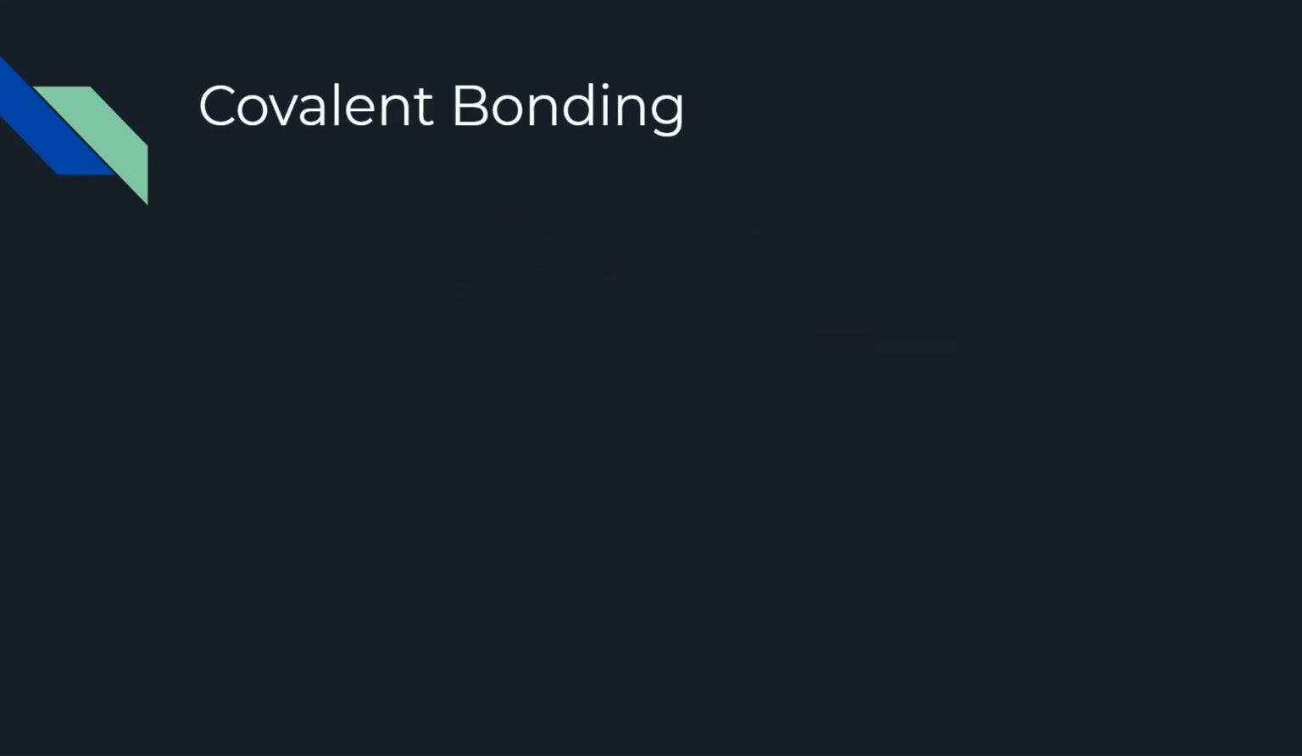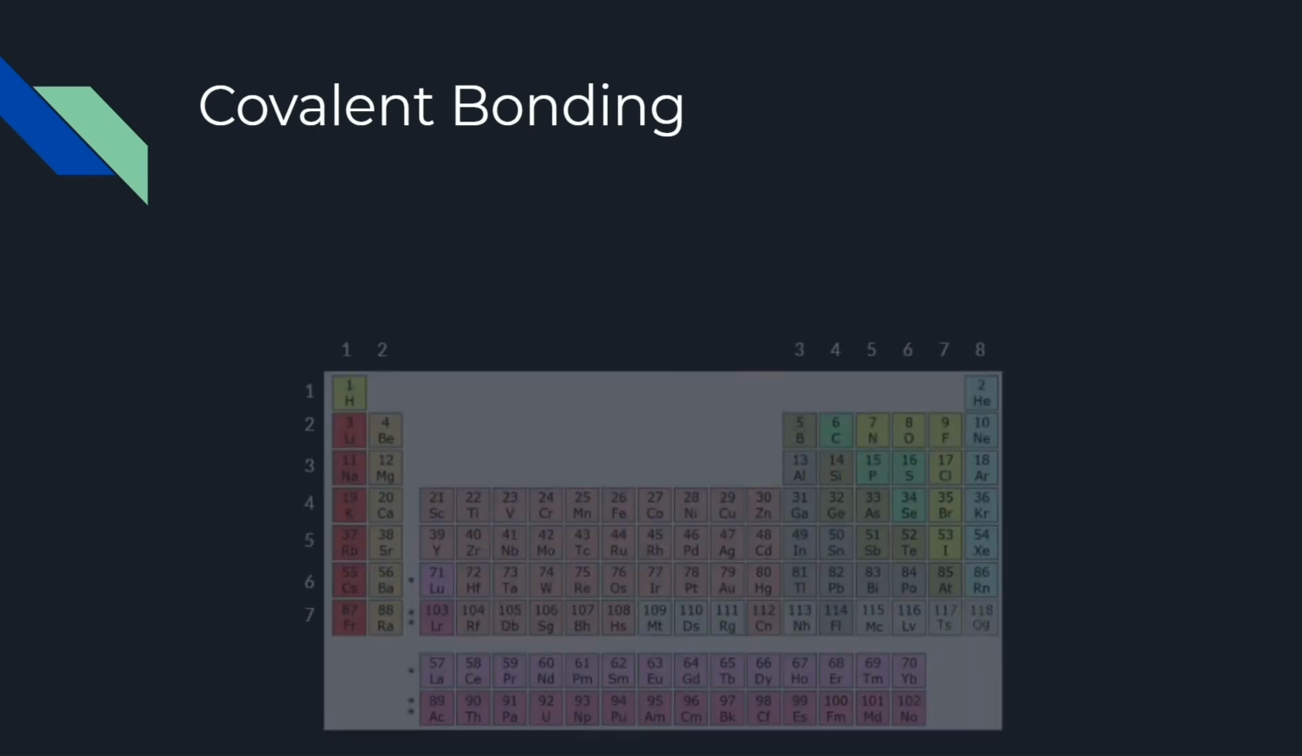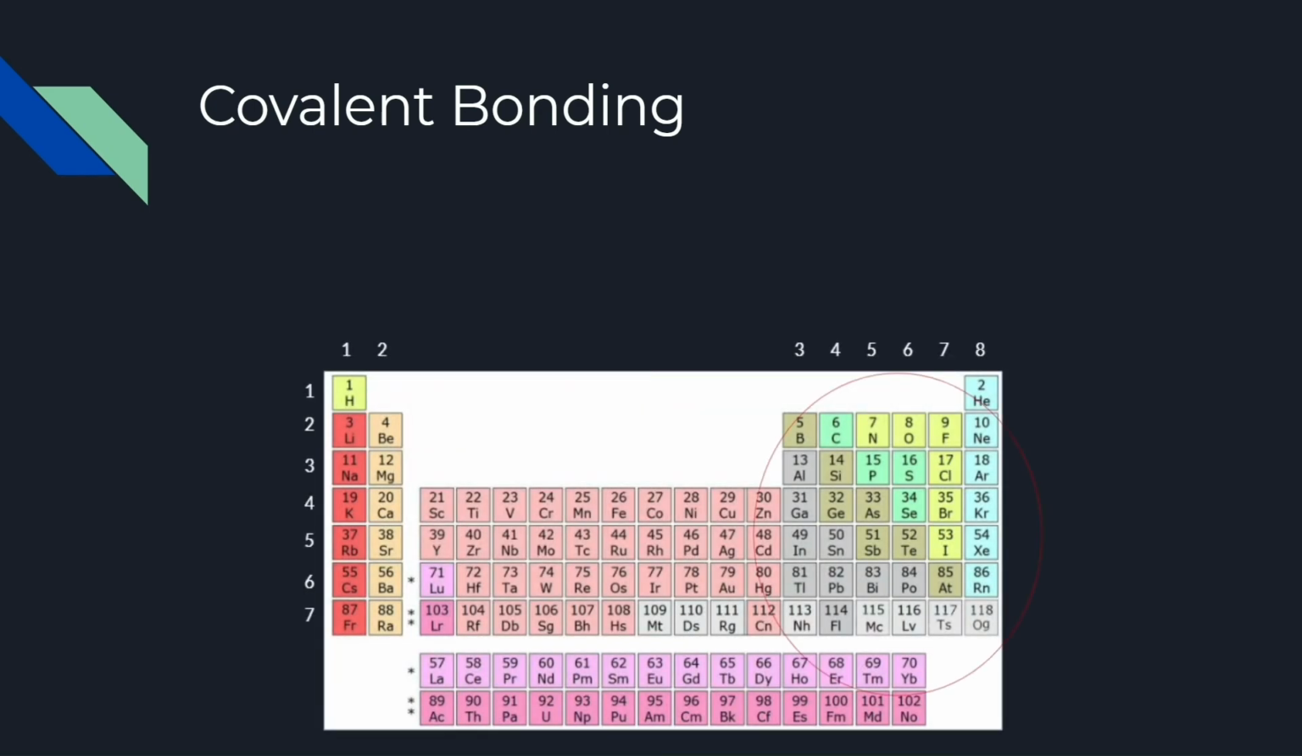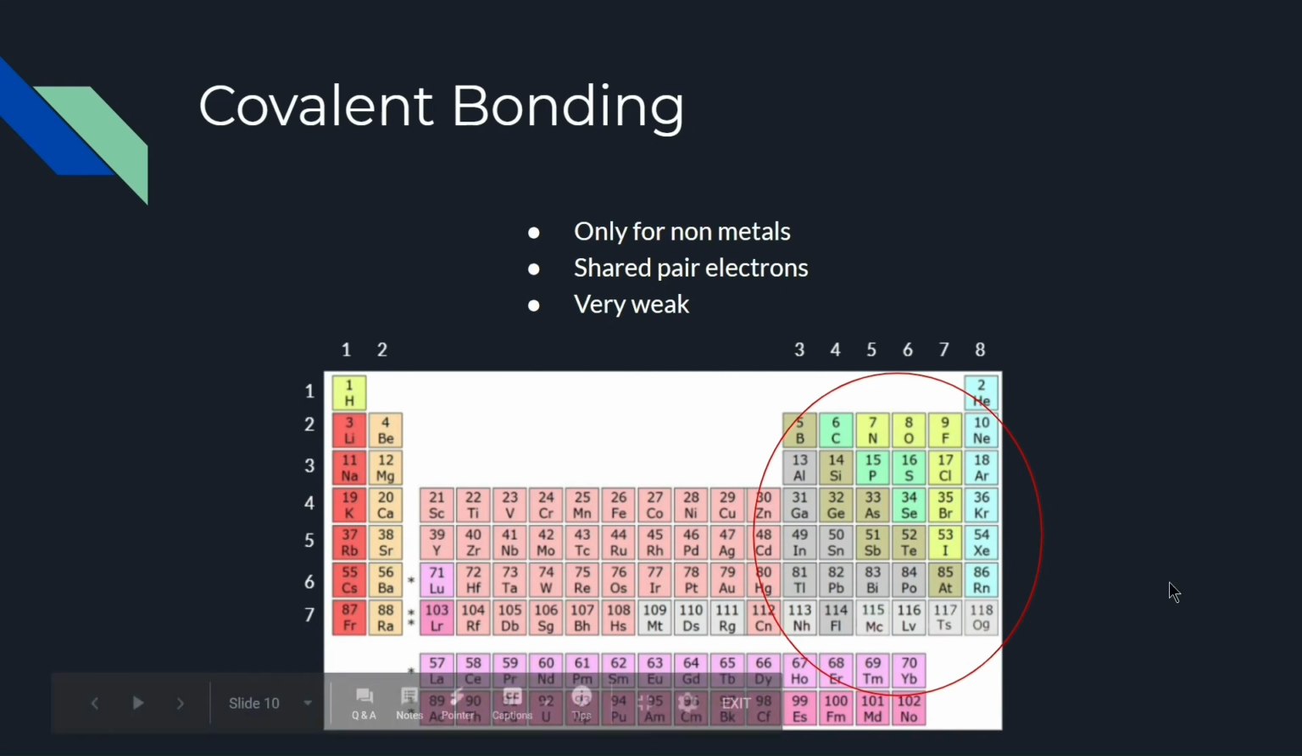Next up we have covalent bonding, and covalent bonding is different. Covalent bonding is only suitable for non-metals. So here are the rules. They're only for non-metals, and they share pairs of electrons. So in this case, they share electrons instead of transferring them, which is different from ionic. And covalent bonds are really weak. So the forces between the molecules are really weak, not like ionic bonding where the force is really strong.